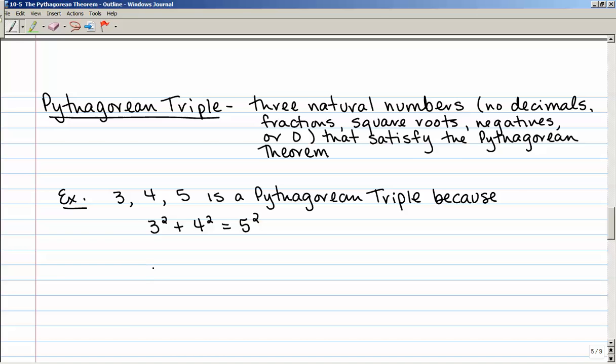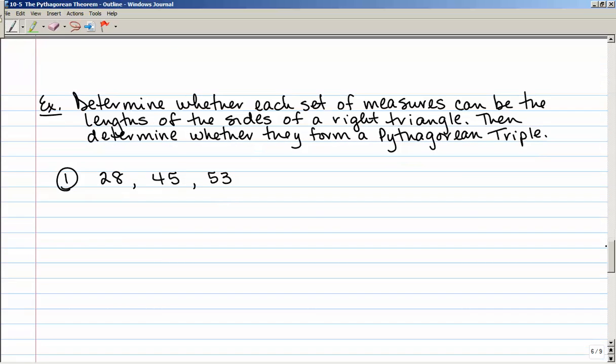If you have a triangle that has one leg that's 3, and the other leg that's 4, and the third side is 5, you know that that is a right triangle. And if you don't believe me, you can try out the numbers. So here's a couple examples.